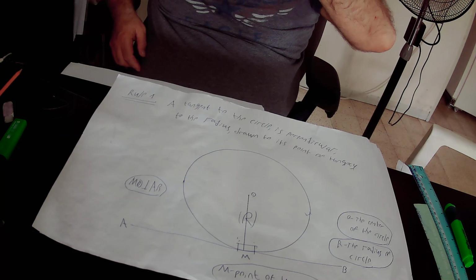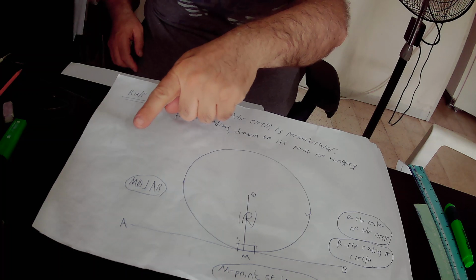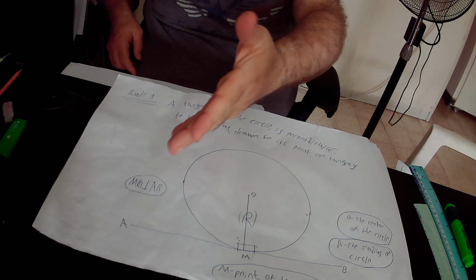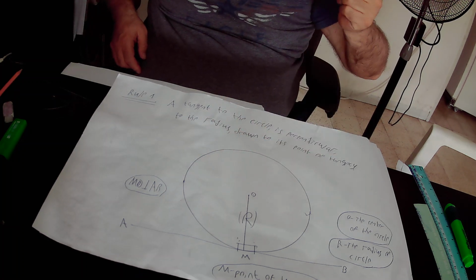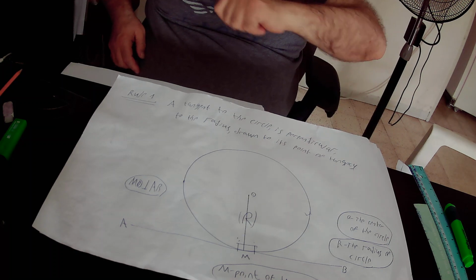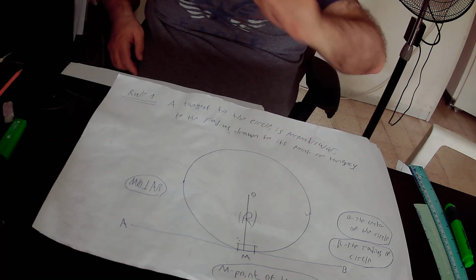So whenever you have a straight line, like the straight line AB, that creates 90 degrees with the radius MO, it is defined as a tangent. Here, AB is the tangent to this circle at point M.